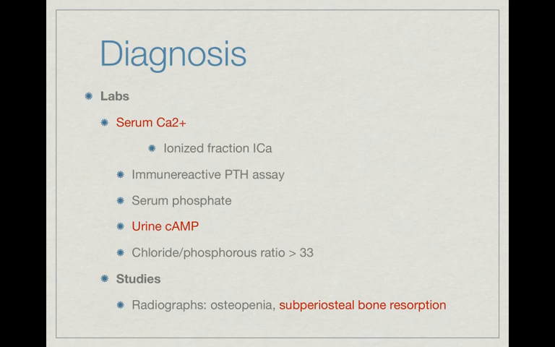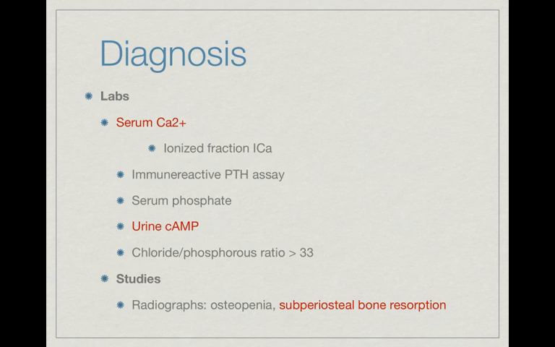Diagnosis. So you should be thinking serum calcium levels, and don't forget to get the ionized fraction because you need to take into account someone's albumin levels. Of course, a PTH assay, serum phosphate, urine cyclic AMP. Why am I highlighting urine cyclic AMP here? Well, because this is the kind of thing that Step 1 or Step 2 CK loves to test because it forces you to apply some basic science knowledge to a clinical problem.